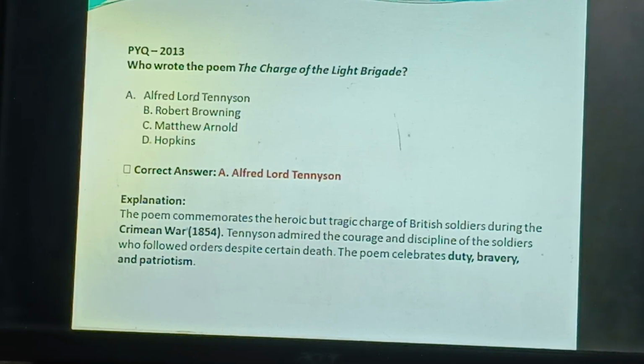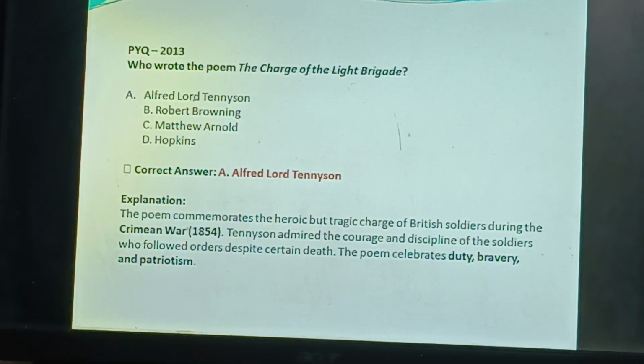Now next. Who wrote the poem The Charge of the Light Brigade? Alfred Lord Tennyson, Robert Browning, Matthew Arnold, and Gerard Manley Hopkins. So, my dear students, the correct answer on the screen is Alfred Lord Tennyson, and let's take a glance at some explanations. The poem commemorates the heroic but tragic charge of the British soldiers during the Crimean War.